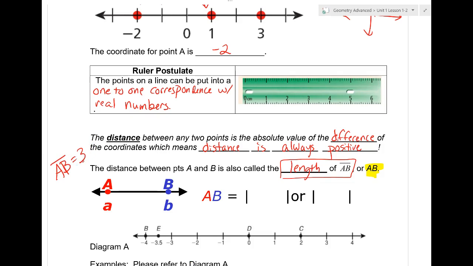Never, ever do this. You know what you just told me? You're saying line segment AB is 3. Does that make sense? No. By the way, if you do that, I take a full point off because your answer is wrong. The correct way of saying that would be the length of line segment AB is 3.